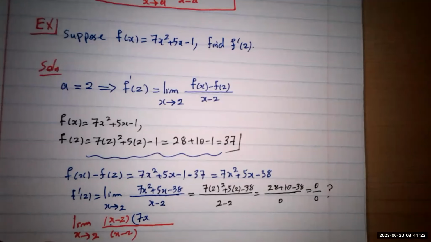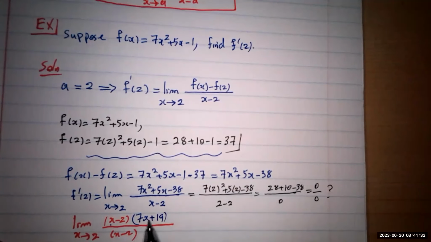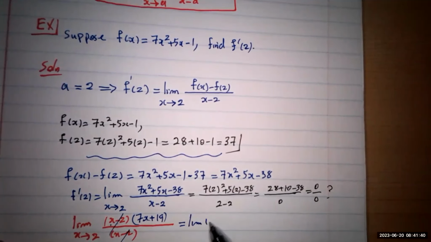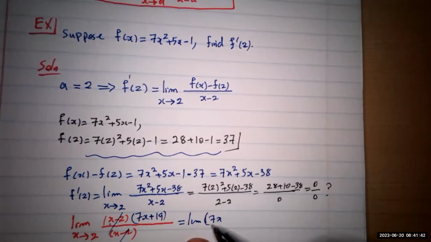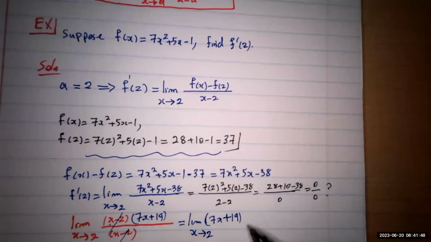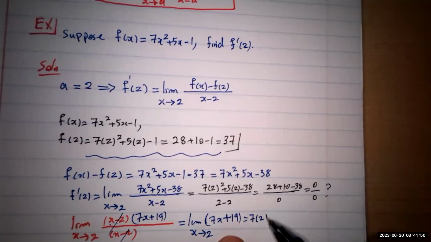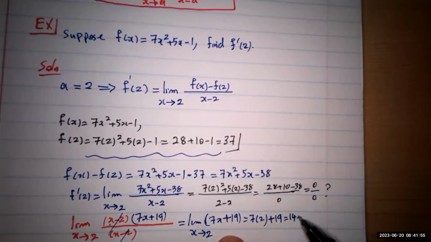19. Positive or negative? Positive. Excellent. Positive, because positive times negative would be negative, that gives us negative 38. Now we can eliminate the common factor. So the result would be the limit of 7x plus 19 as x goes to 2. Now direct substitution: 7 times 2 plus 19. That gives you 14 plus 19, which is going to be 33.